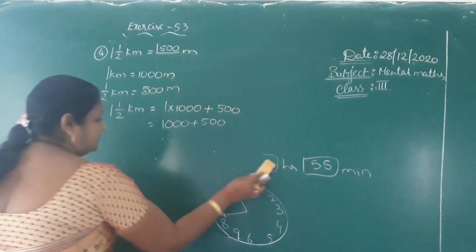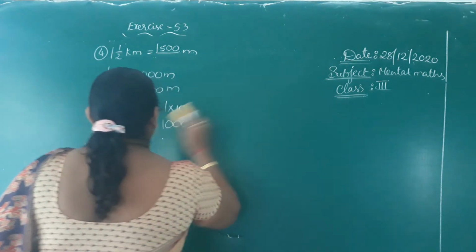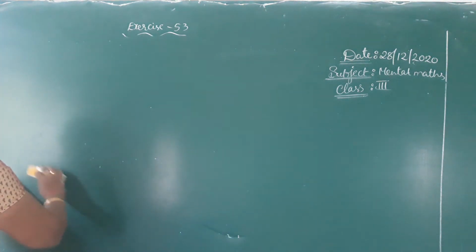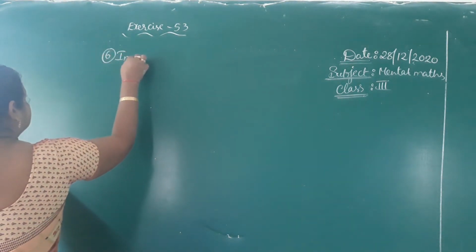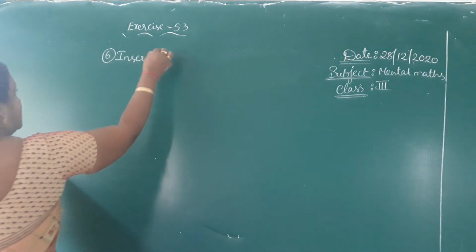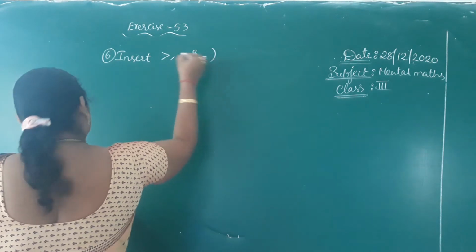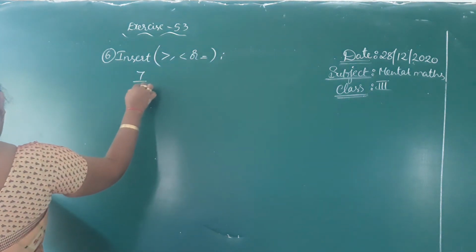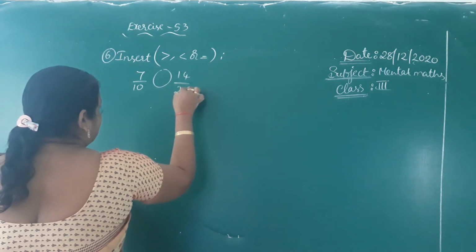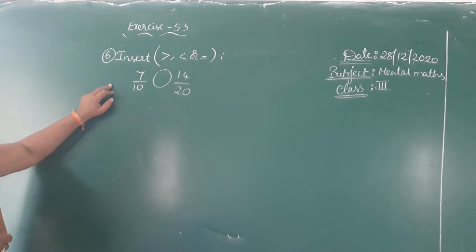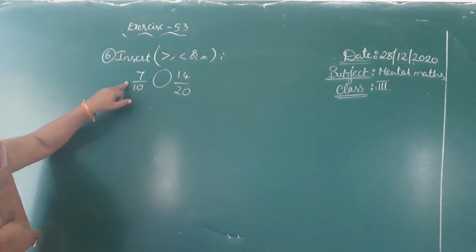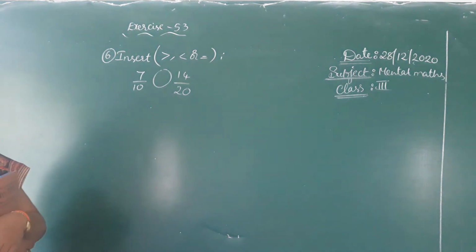See the sixth one, children. Insert greater than, less than or equal to. See the question: 7 by 10, 14 by 20. Children, if you observe, 7 by 10 is in its lowest form. There is no chance of cancellation between 7 and 10. But here 14 and 20 are divisible by 2 tables.